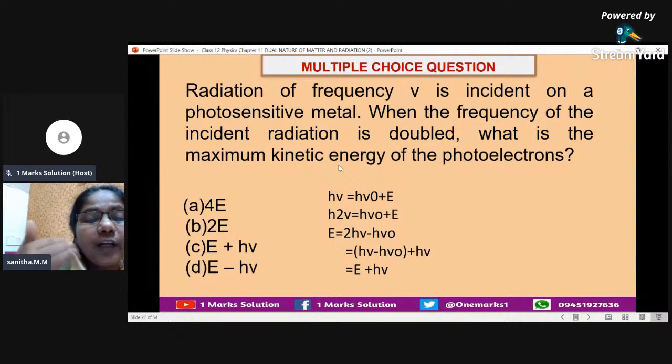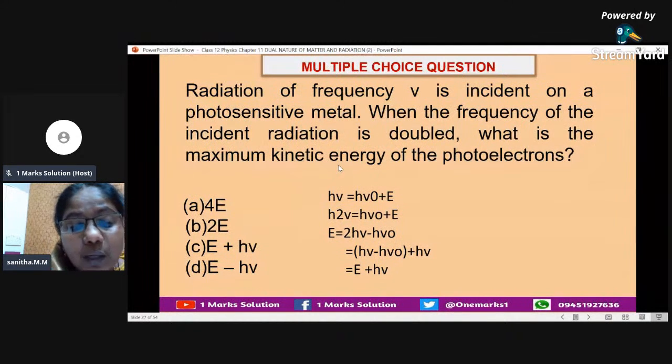From this equation, what you are getting is equal to 2H nu minus H nu 0. Now, we can divide 2H nu into 2. That means H nu and H nu together we can say 2H nu. So we are getting here H nu minus H nu 0 plus H nu. We will put H nu minus H nu 0 together. What is it? You can just see from the equation.